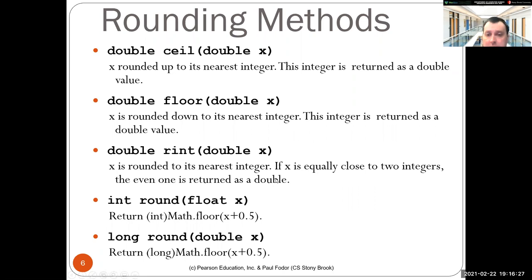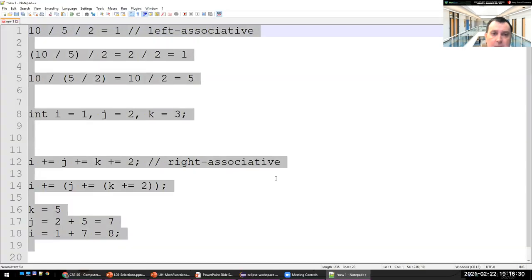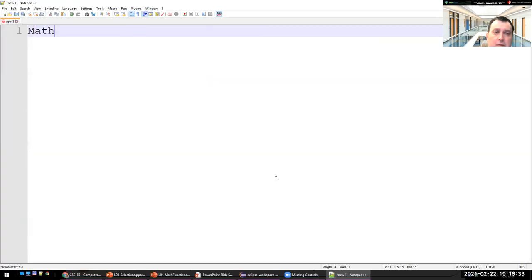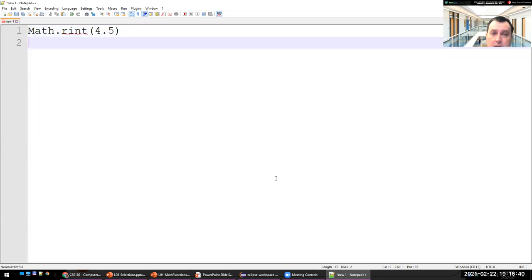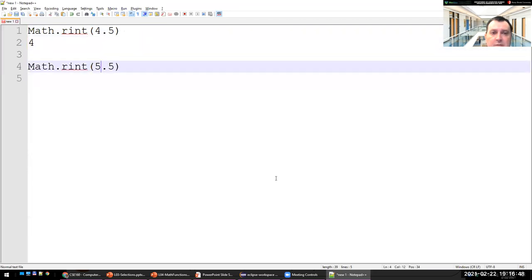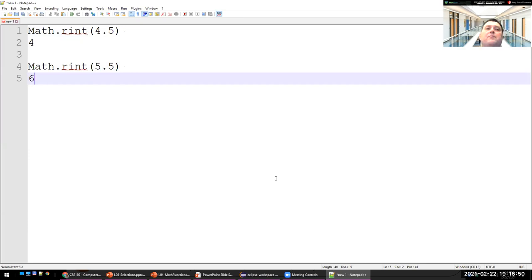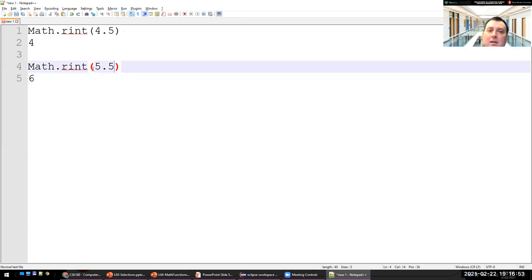So what do I mean by that? Let me show you an example. Math dot rint of 4.5 will return 4, and math.rint of 5.5 returns 6. So for values that are equally distanced between two integers, the even one is preferred. This is a standard, again, for rounding in all programming languages.